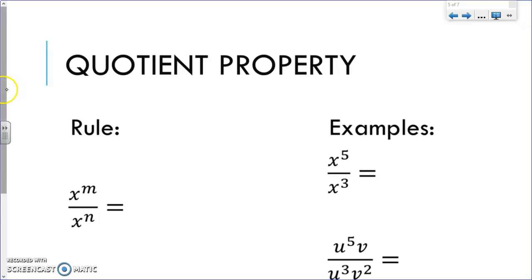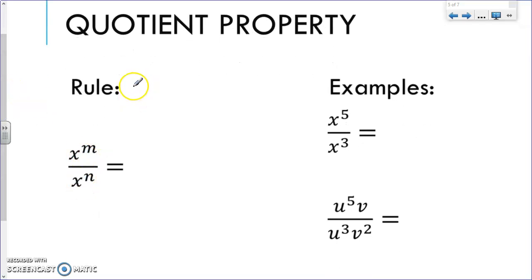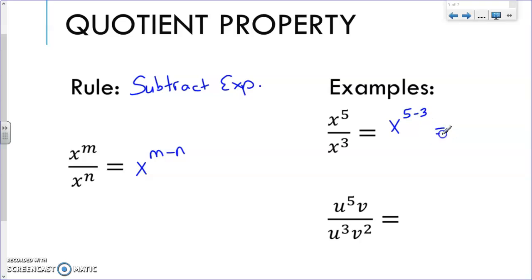Quotient property. When you are dividing and the bases are the same, what is the opposite of multiplying? Dividing. So instead of adding, we are going to subtract exponents. So in this case, we would have m minus n, so it's numerator minus the denominator. So here we would have x to the 5 minus 3, which is x squared.